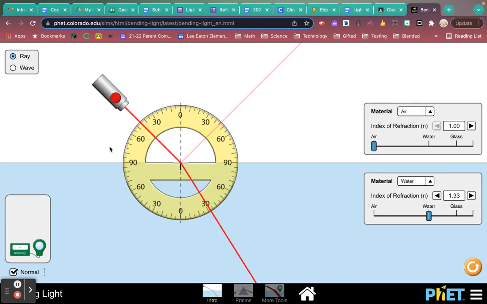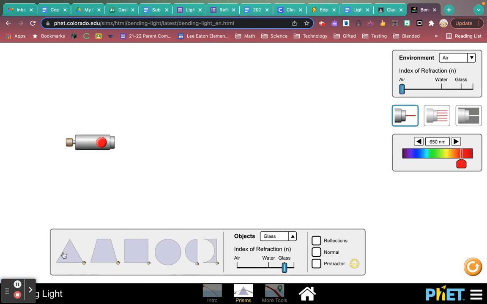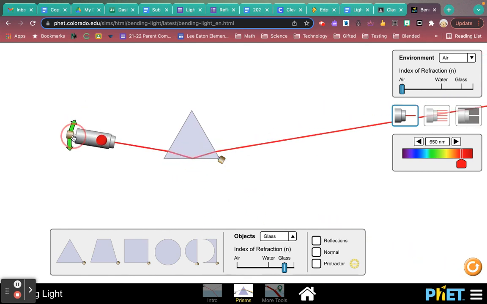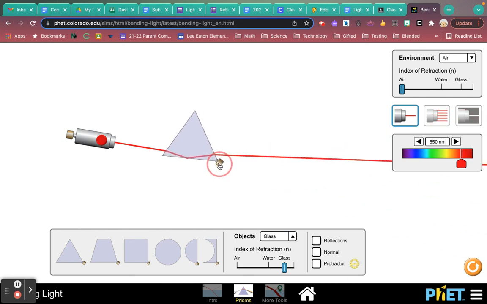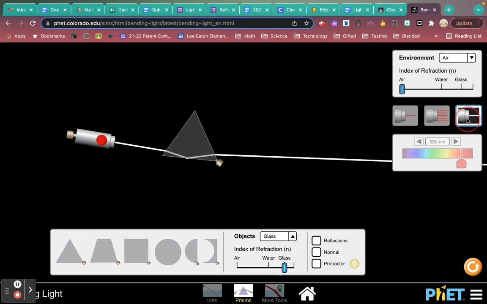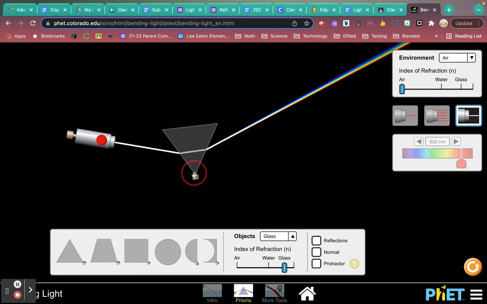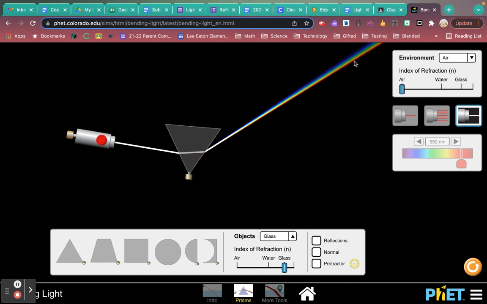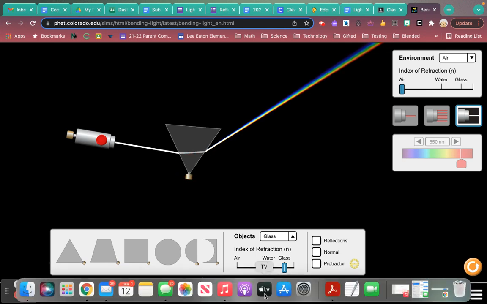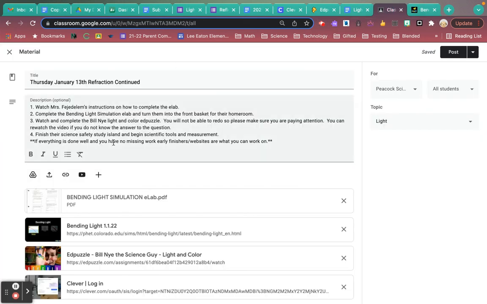At the bottom, it says that you can go back and play around with the prisms. If you would like to come down here and play with the prisms a little bit, you may. Put the prism in there and shine the light. You can turn the prism. You can make it white light. There we go. And you can see that there's a little rainbow going on. But I don't want you to spend too much time on that because then you do need to get done with your Bill Nye Ed puzzle video.